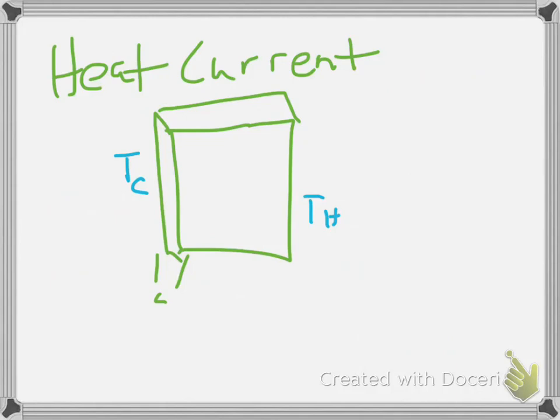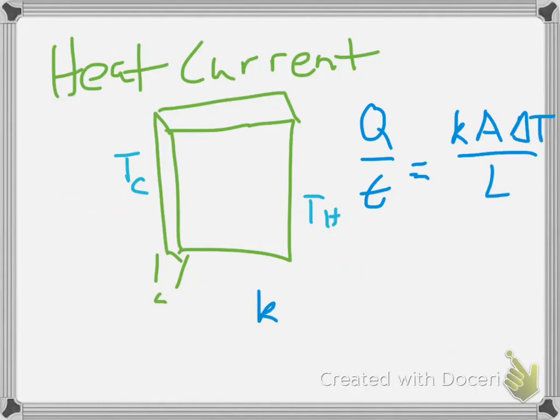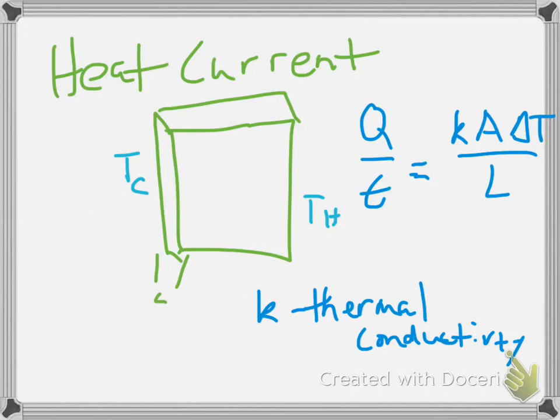So if we want to calculate that, there is a given equation for it, and that equation is Q over t, the heat or the energy per unit time, which is a watt, it's power, equals kA delta T over L, where k is the thermal conductivity. It's a coefficient, it's just not called a coefficient. Thermal conductivity.